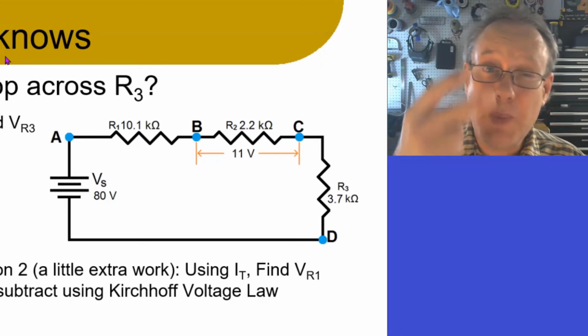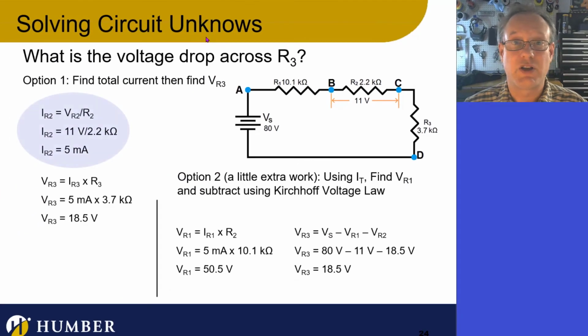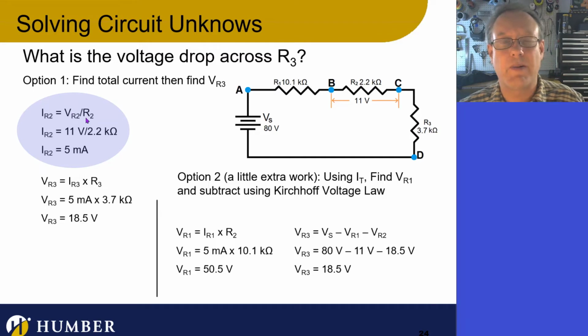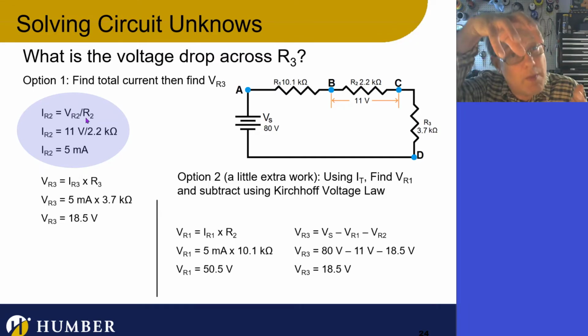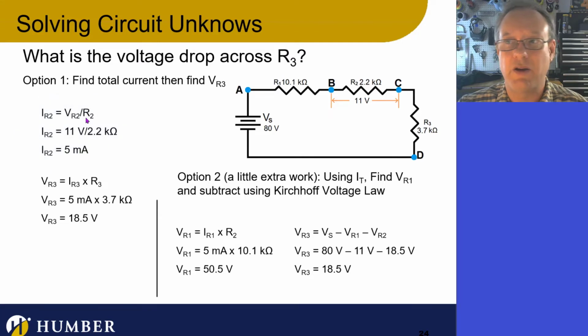But right now, I'm thinking this is really nice and sweet. I've got 2 pieces of information about R2, so I can easily find the third. So I'm going to find the current through R2, which is also going to give me the current through R1 and R3. I'm going to write down IR2 equals VR2 divided by R2. I'm applying Ohm's Law specifically to R2, using all the values that I know about R2, and I'm finding out the current through R2 is 5 milliamps.